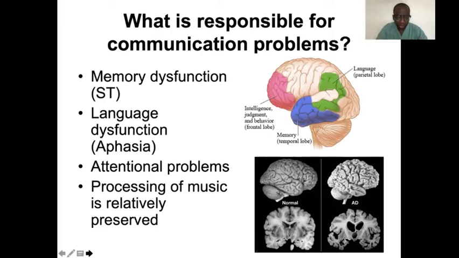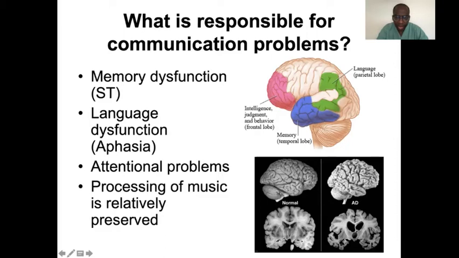So what is responsible for these communication problems that we see in Alzheimer's disease? Well, if you look at the areas that are affected early in Alzheimer's disease, these areas are the temporal lobe, which is the area in blue here. This is where our memory centers in our brain are, and this is one of the first places to be affected by Alzheimer's disease. It's one of the reasons why memory dysfunction, especially short-term memory dysfunction, is one of the early manifestations of Alzheimer's disease.